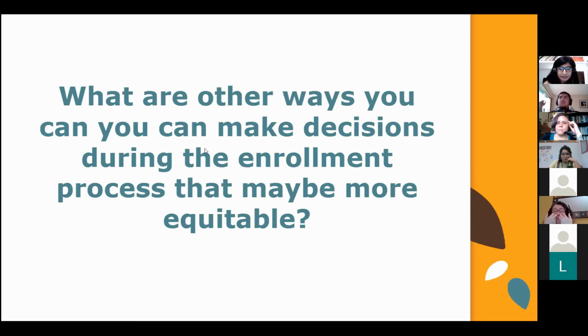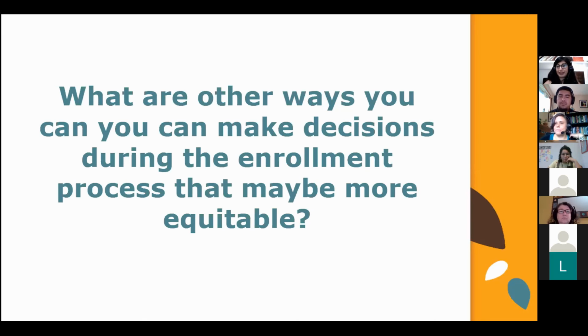Do you have a way to get through these steps quickly for time-sensitive materials like a monthly newsletter? Okay, I'm going to go back to that, but I'll get to it at the end. What are other ways you can make decisions during the enrollment process that may be more equitable? So this is just a question I'm leaving for you all to ponder.